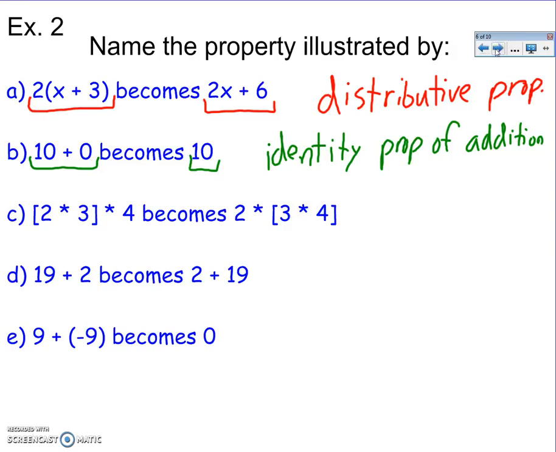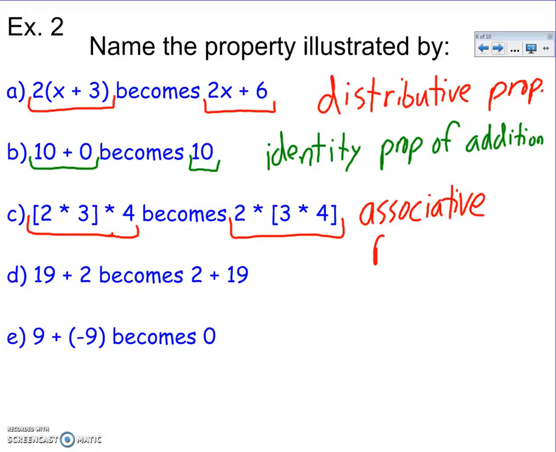All right, 2 times 3 paired together, then times 4 becomes 2 times 3 times 4 together. Well, what happened from here to here? I noticed the parentheses, or the brackets, remember, same thing, moved. First it was around 2 and 3, now it's around 3 and 4. And we're also multiplying. So this is the associative property of multiplication.